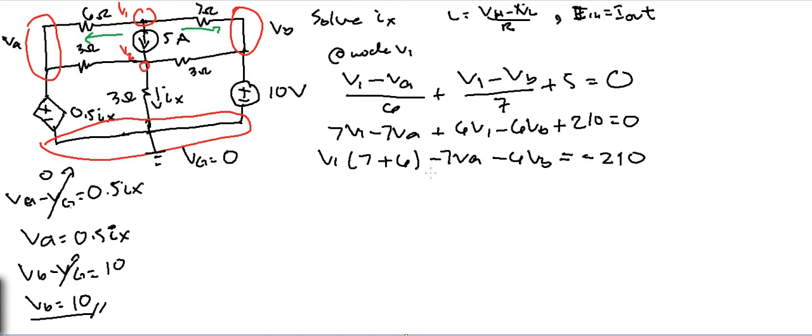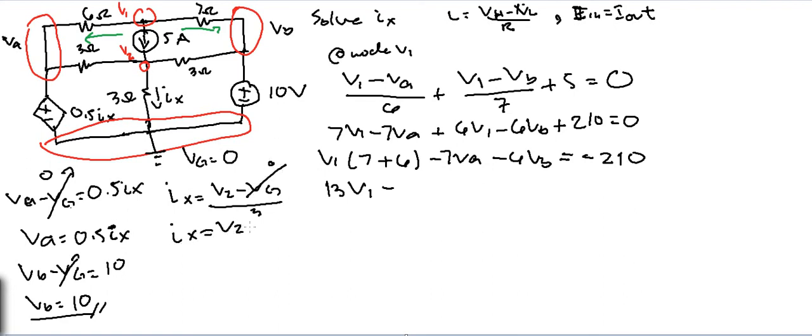Negative 210. So now, this is 13V1, right? And VA is simply equal to 0.5 of IX, knowing that IX is from V2 minus VG, which is 0. We have V2 minus VG over 3 ohms. Now, this is 0. So IX is simply V2 over 3.